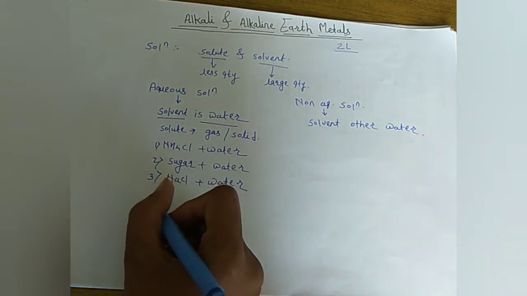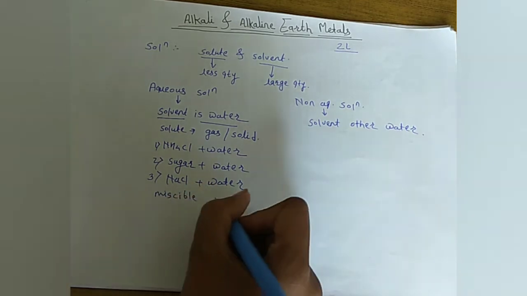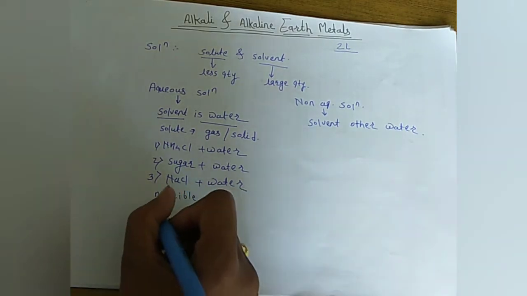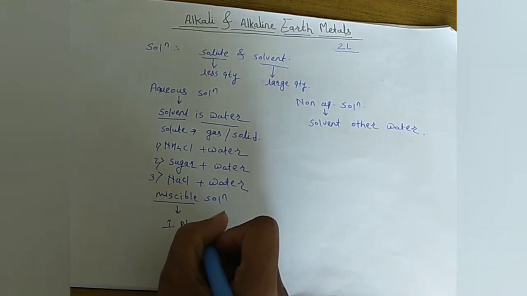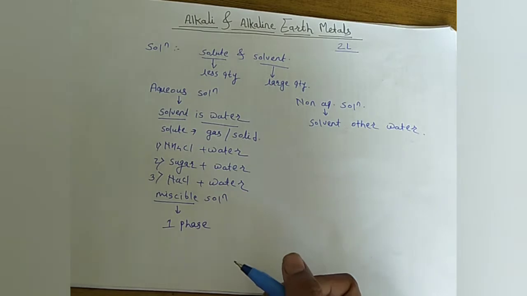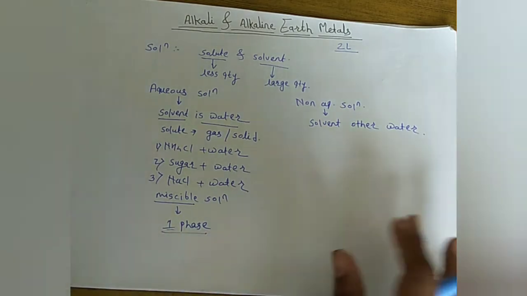Generally the aqueous solution is a miscible solution. Miscible means what? It generates only one phase. There is no generation of 2 layers. There is only presence of one layer, that is one phase.